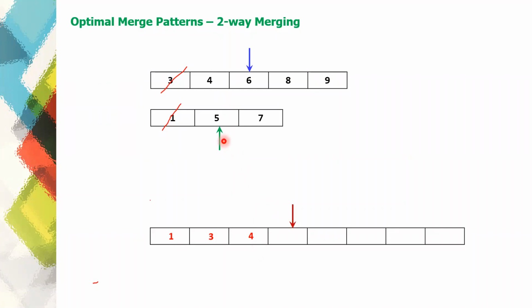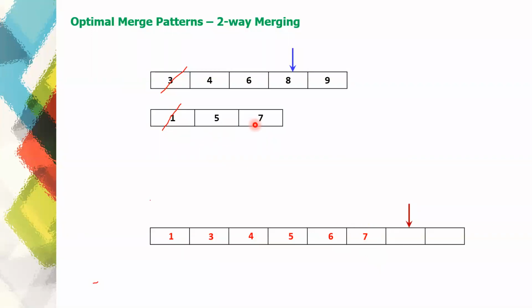Now compare 5 and 6. 5 is the minimum element. So copy 5 here, move the pointers forward. Then compare 6 and 7. Copy 6 here, move the pointers forward. Now compare 7 and 8. Copy 7 and then move forward.